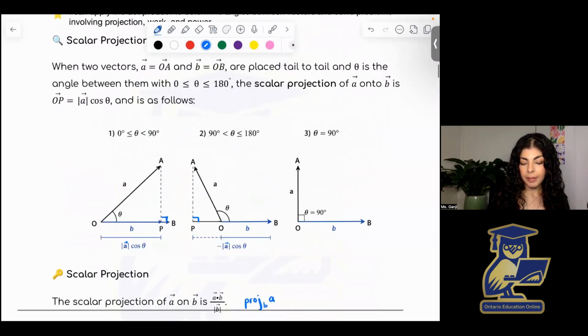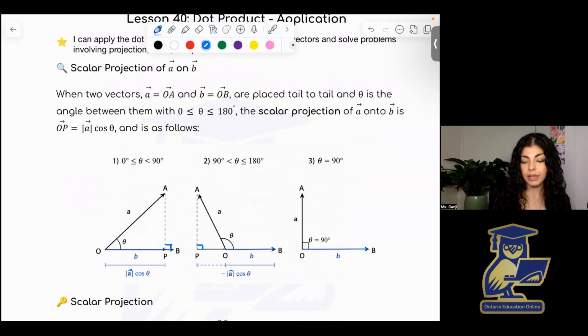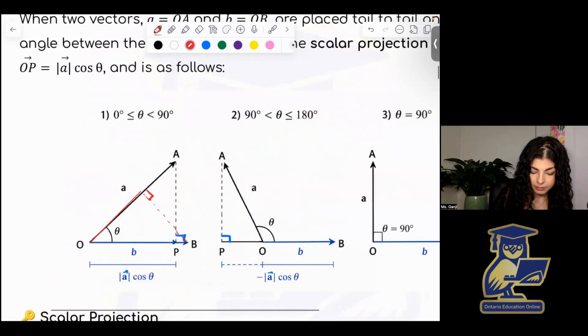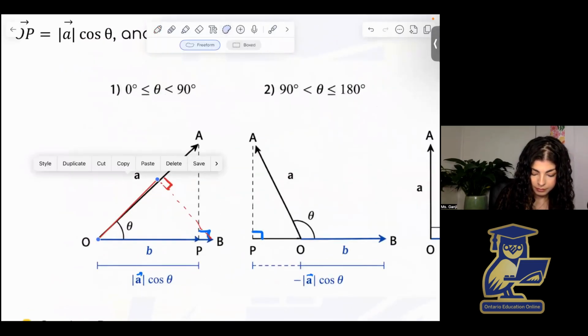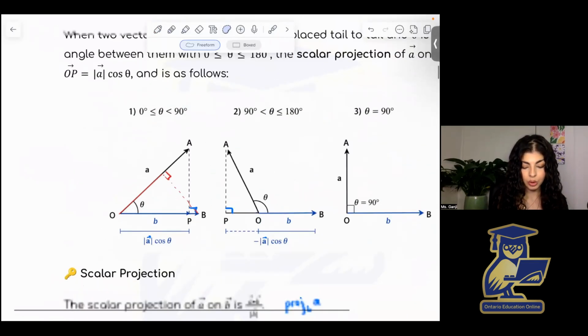Now, notice I was specifically saying scalar projection of A onto B. The reason is that with scalar projection, it does matter which vector you're projecting onto the other. I'm sure you can see that if we were doing a projection of vector B onto A, this would now be the line we consider, which is the perpendicular here. And then we would be looking at this, not very accurate, but there we go. We were looking at this red magnitude over here, which is clearly different from the other magnitude.